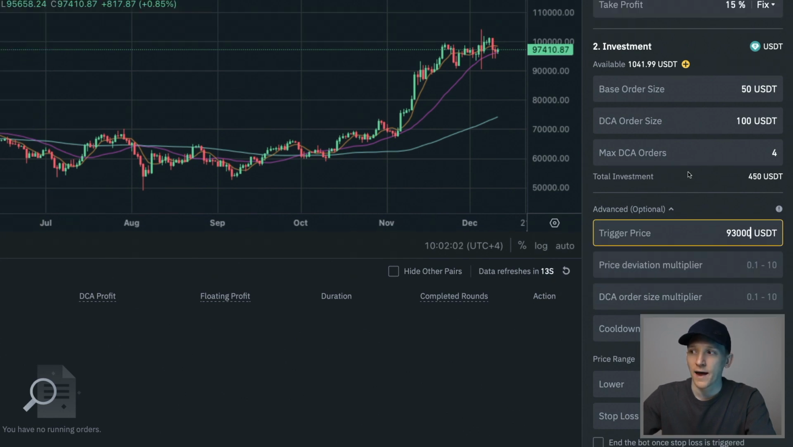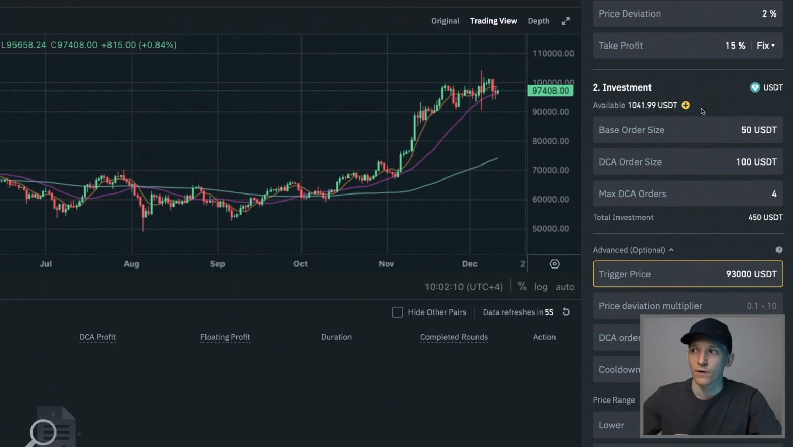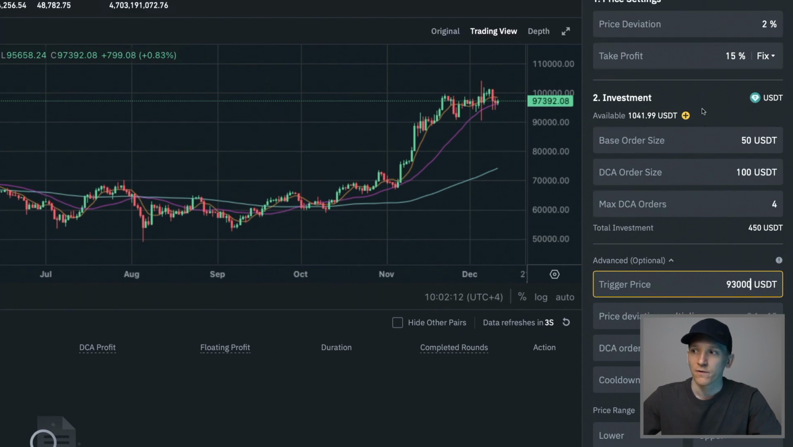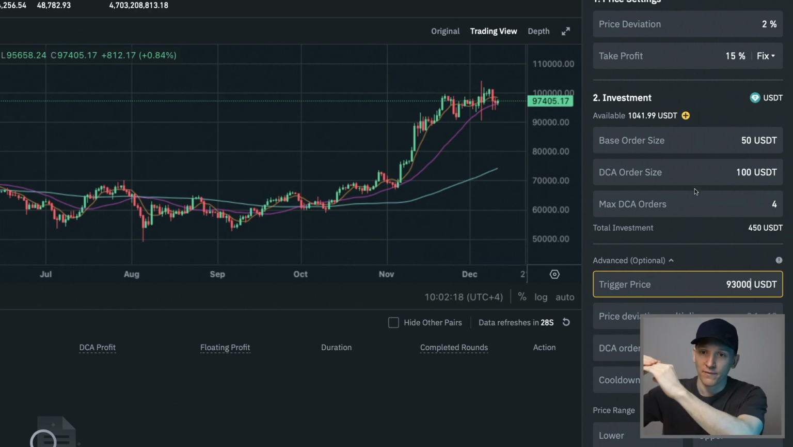Now, the price deviation and DCA order size multiplier here, this can change the size of your DCAs and the percentages at which they are traded. So for right now, what I've got is a 2% deviation. So all this is going to do is start from 93,000, that trigger price, and it's going to stay 2% down, then from that price 2% down, then from that price 2% down.